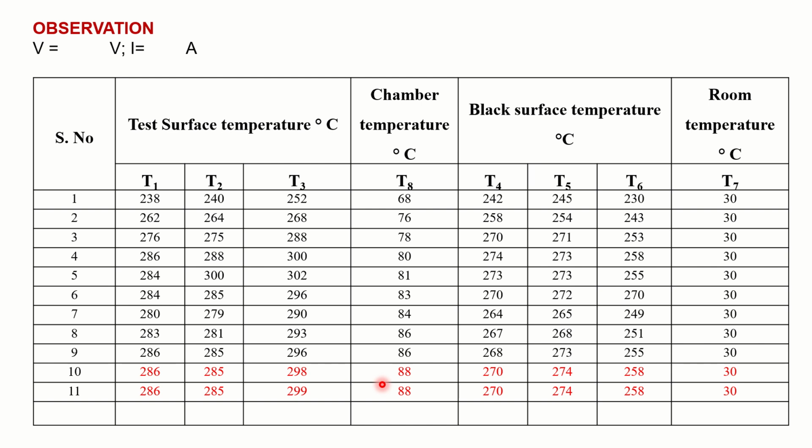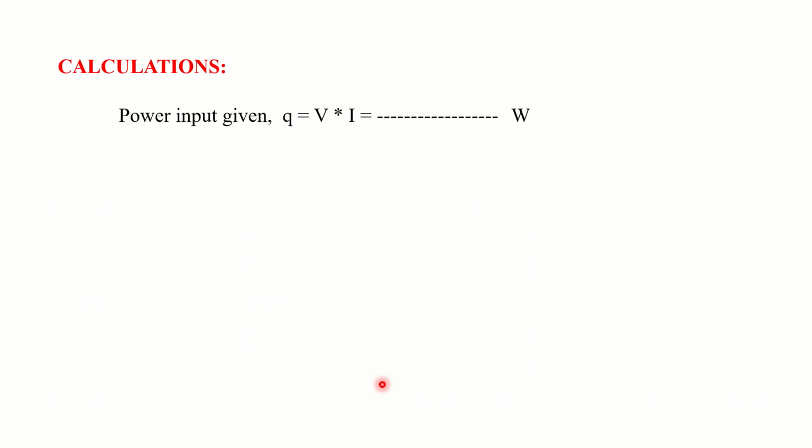Then let us see how to do the calculations. So the rate of heat input to heater is calculated by using the formula Q is equal to V into I, where Q is the rate of heat input, V is voltmeter reading and I is the ammeter reading. Using voltmeter and ammeter reading, you can calculate rate of heat input to heater. The next step of calculation, emissivity. So emissivity is given by the formula TB to the power 4 minus TA to the power 4 divided by TS to the power 4 minus TA to the power 4.